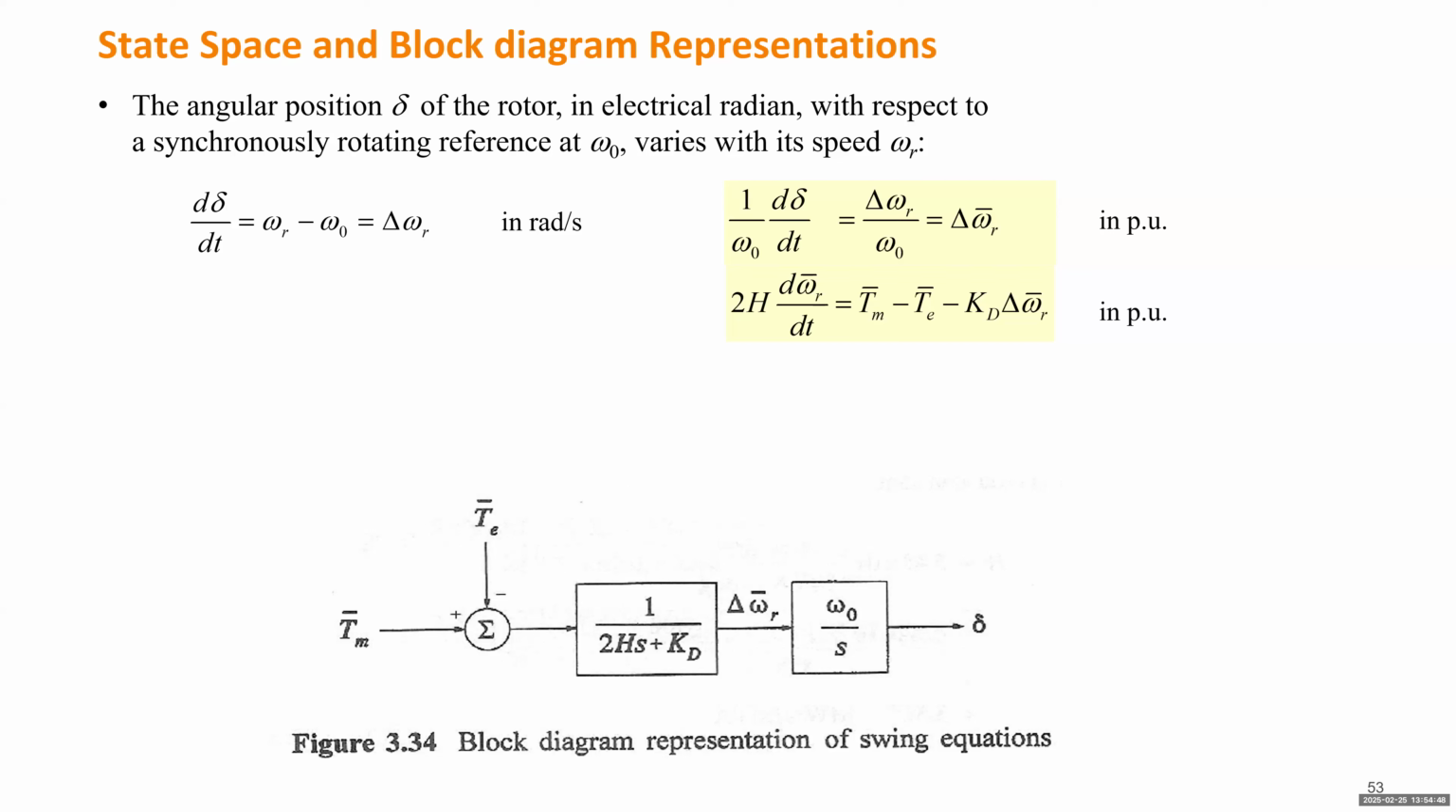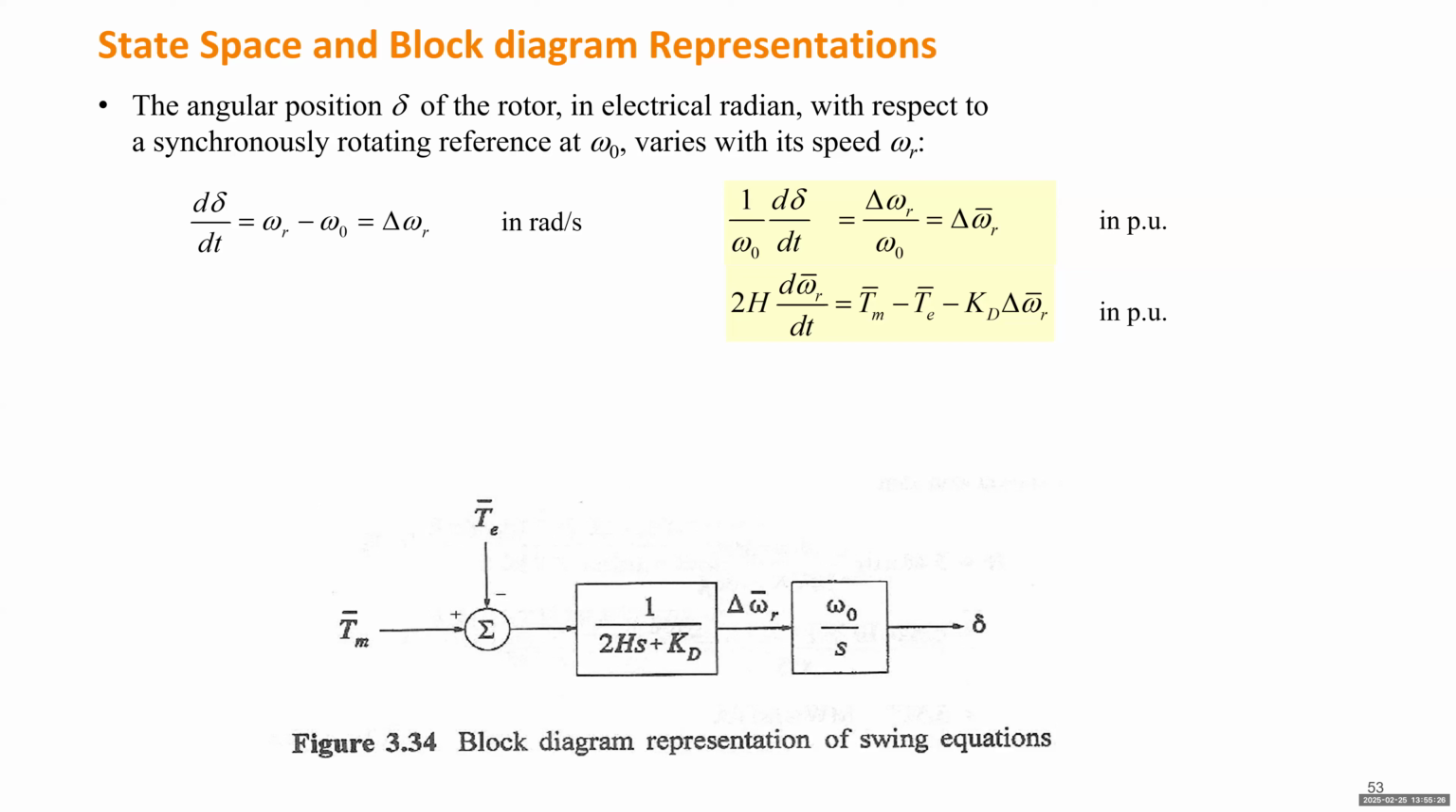Based on those two equations, you can draw this block diagram. The block diagram shows that Tm minus Te is the accelerating torque. The accelerating torque goes through the damping torque and also changes the speed. That can be characterized by this first order block, and that will give you the speed deviation. The speed deviation can be translated to how the angle will change, so we go through another integral component.